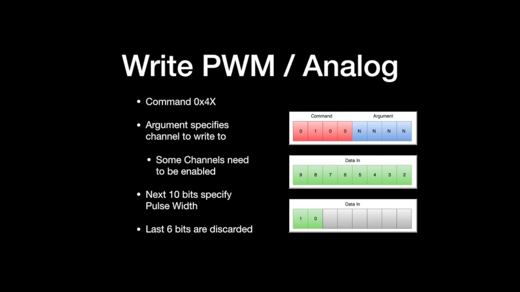Because all data must be sent in bytes, 16 bits will be sent and the last 6 will be ignored after the command packet. The current Quiet firmware allows for up to 7 PWM channels. However, only 2 are enabled by default, so the remaining 5 must be enabled using the setting command. These 7 PWM channels can also be enabled in servo mode, but that is a discussion for another video.